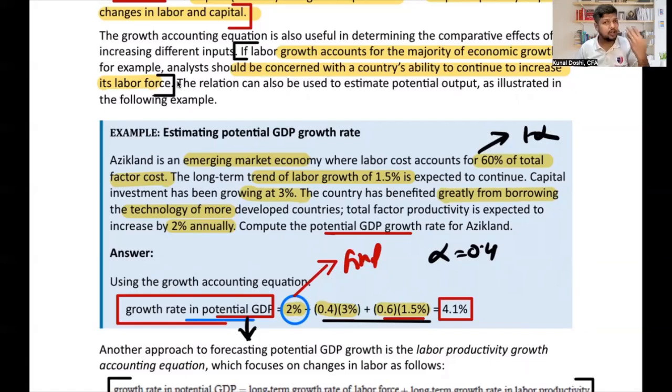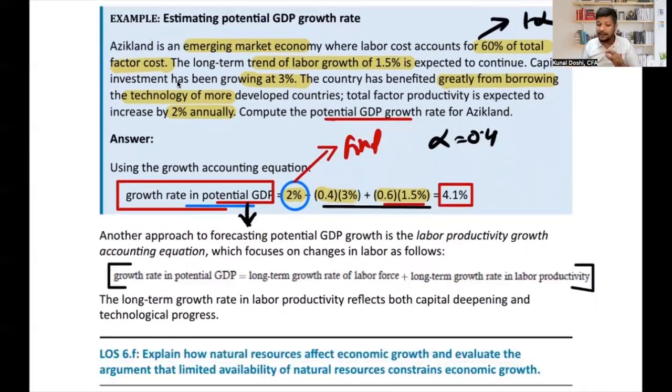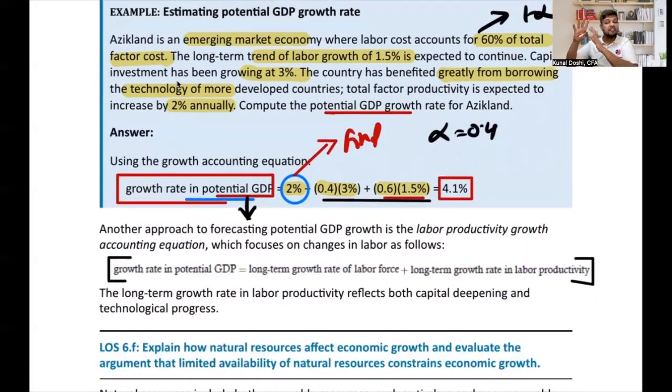I feel all decisions are economic decisions. The relation can also be used to estimate potential output. We just saw that. But as I said, practically we do the opposite. We find the technological growth from the balance.